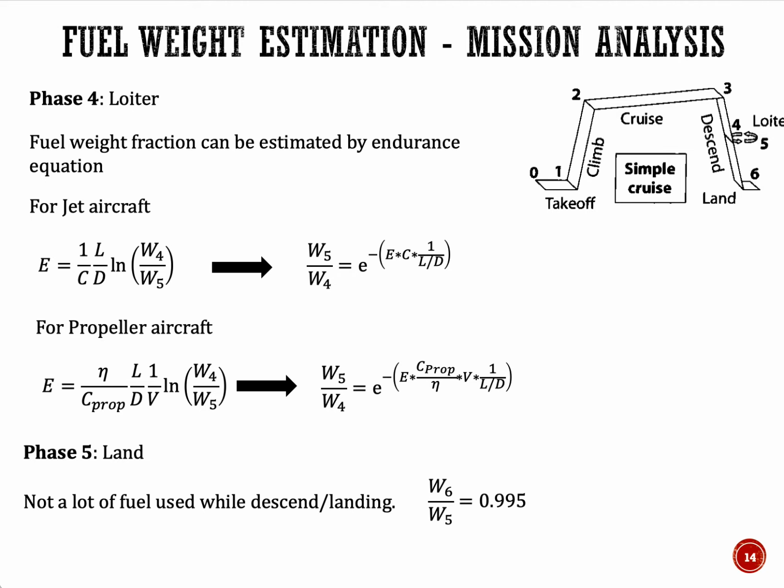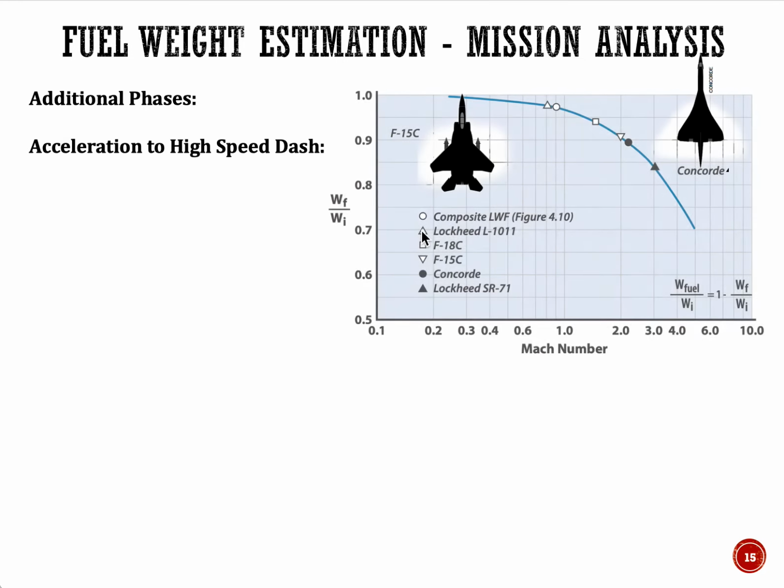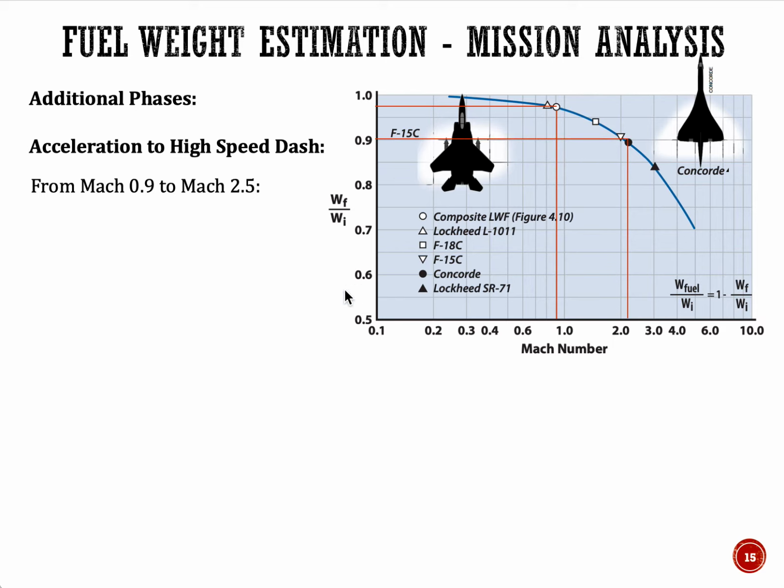But depending on what type of aircraft, you'll have some additional phases as well, like a high speed dash. You're going from a certain cruise velocity to a really high velocity. Say you want to go from Mach 0.9 to Mach 2.5, right? Then you can estimate the fuel burn for that high speed dash by using this graph as well. So we'll start with Mach 0.9. You know what that estimate is, right? Say that's around 0.975. For Mach 2.5, again, this is a log scale, right? So 2.5 can be close to around 0.91, right?